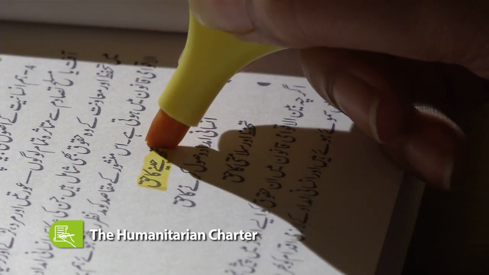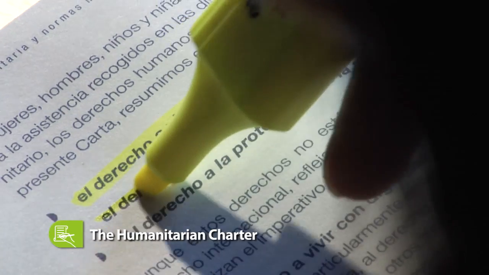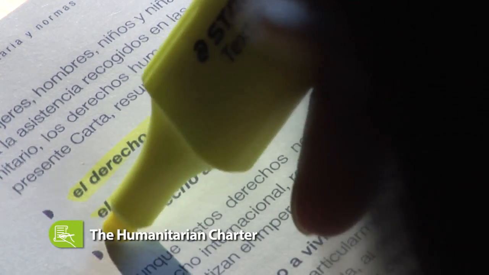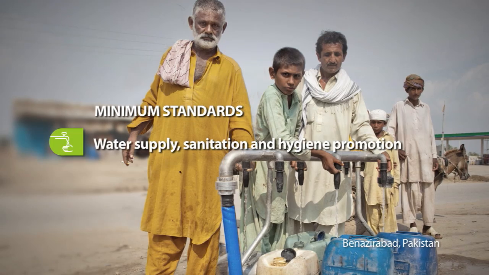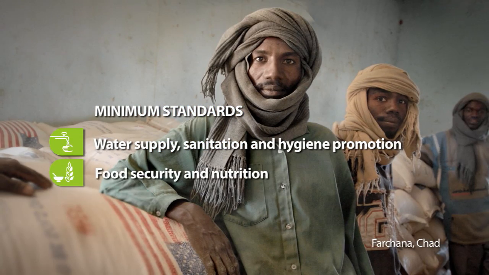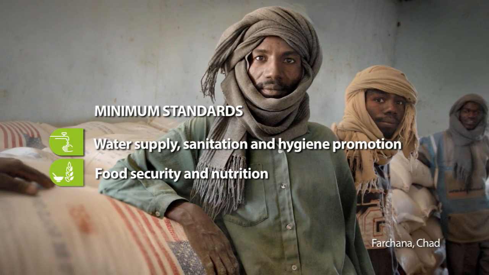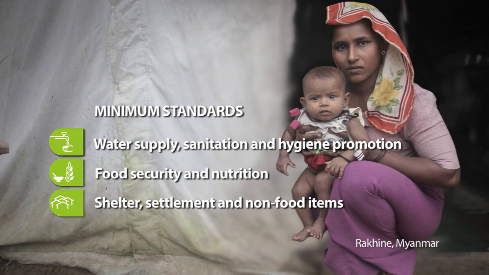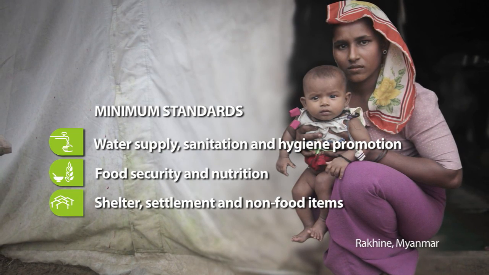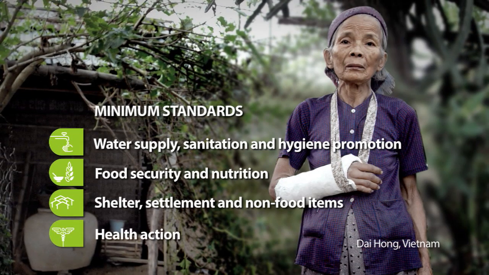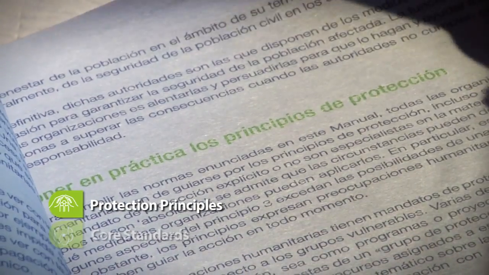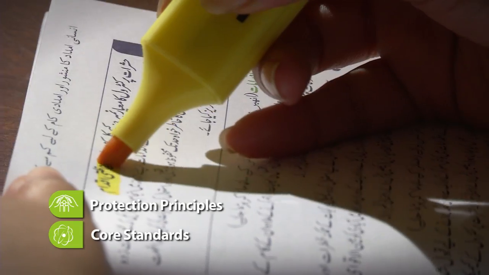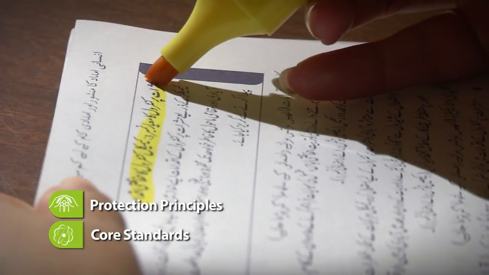Sphere is based on the premise that disaster-affected people have rights which are spelled out in the Humanitarian Charter. The minimum standards put these rights into practice, respecting people's needs and considering their aspirations. The protection principles and core standards help you fulfill the rights of the affected population and ensure their participation.